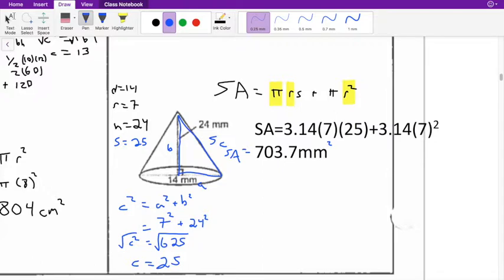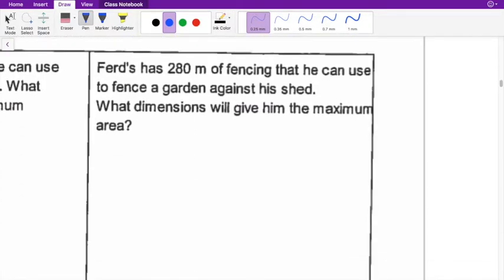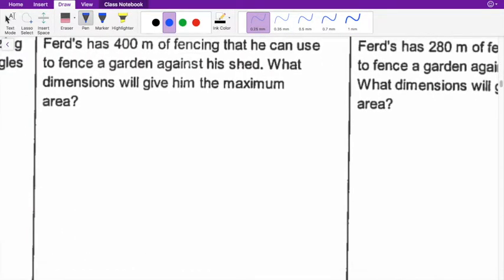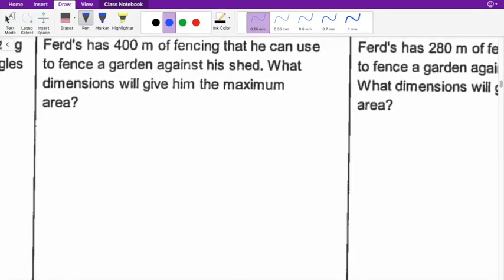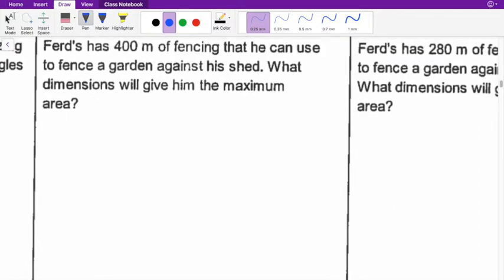2 more questions left. And then I can give you your nice holiday homework. So we're going on to optimizing rectangles. Ferd is back. Ferd has a lot of time on his hands. So Ferd has 400 meters of fencing that he can use to fence in a garden against a shed. What dimensions give him the maximum area?